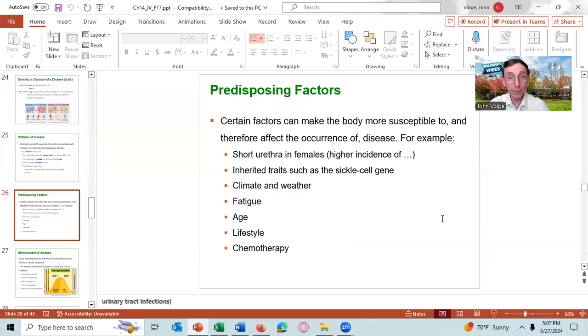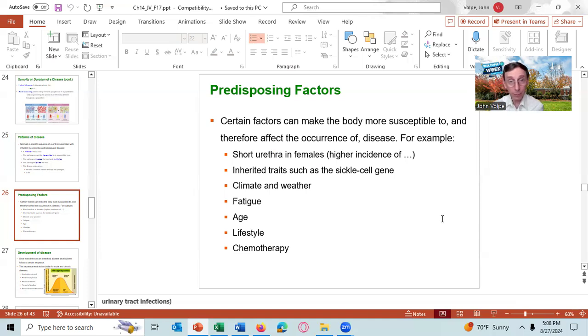So there are some predisposing factors that make the body more susceptible to getting a disease, and therefore this can affect the occurrence of the disease. For example, females have a shorter urethra, and therefore they have a higher incidence of a bladder infection or urinary tract infection. There are certain inherited traits, such as the sickle cell anemia gene, making a patient more susceptible to getting many other diseases. Another thing which isn't exactly inherited is diabetes. If you have that disease, you're more likely to come down with another disease.